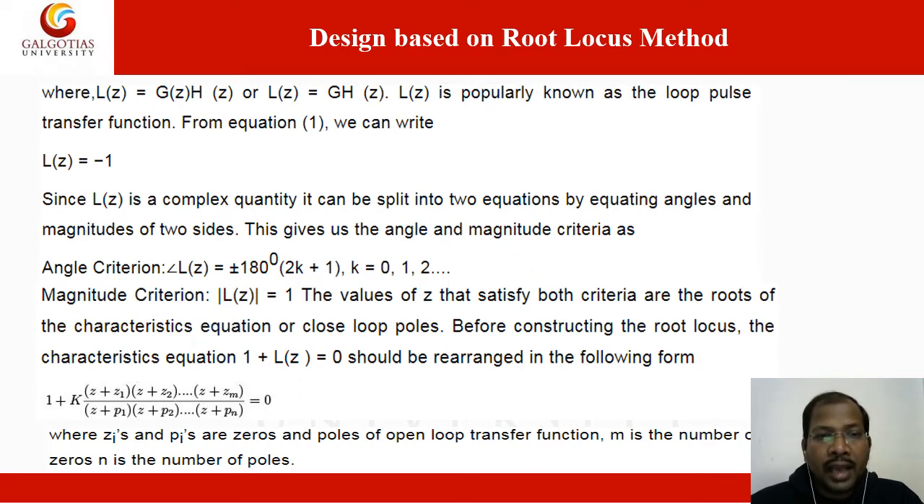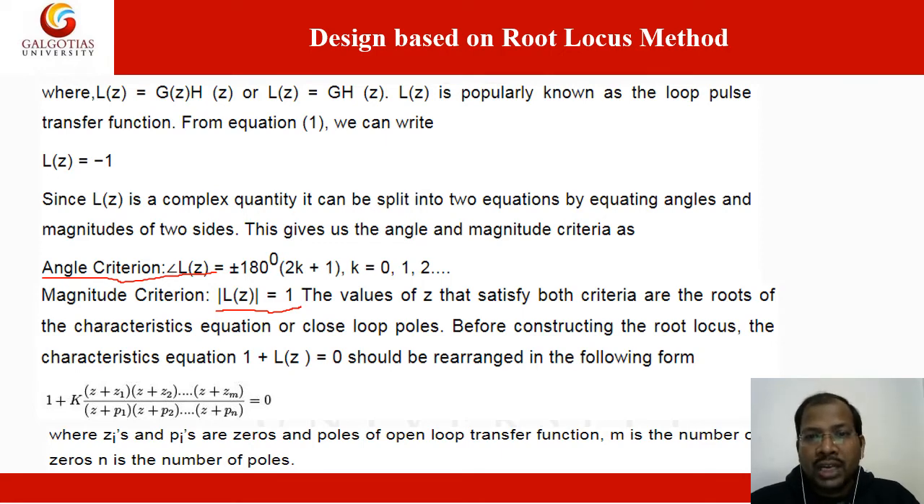Here the angle criterion is: the angle of L(z) equals plus or minus 180 degrees times (2k plus 1), where k is an integer varying from 0 to infinity. Here it has poles or zeros, so based on poles or zeros we can take the plus and minus. The magnitude criterion is: the magnitude of L(z) equals 1. It is the same criteria, and I am assuming that you already know about the angle criterion and magnitude criterion.